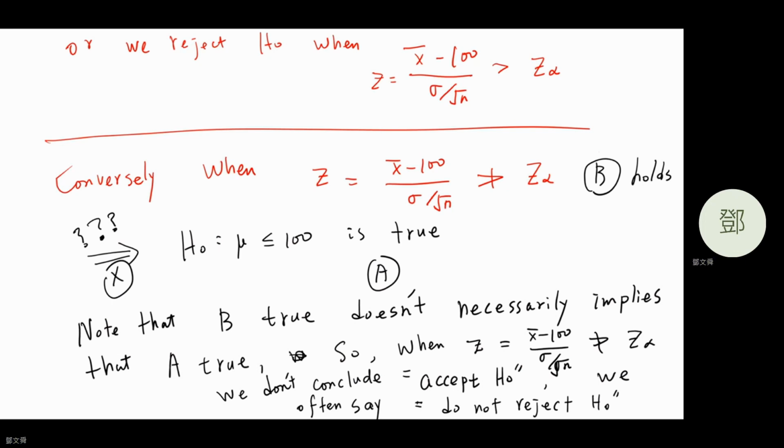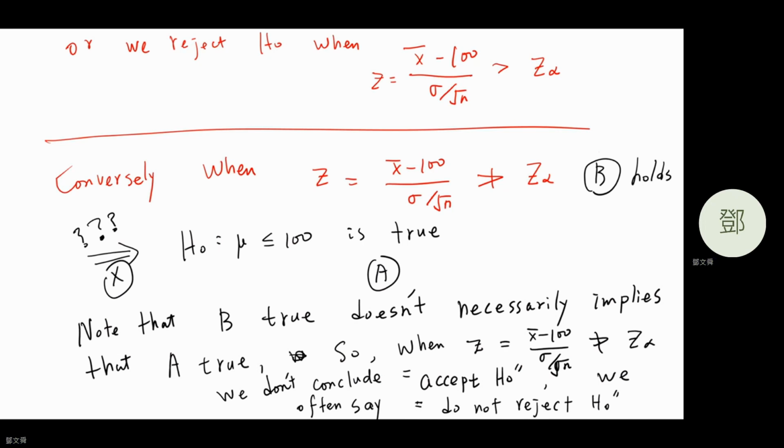Well, what should we say? We don't conclude accept H0. We often say do not reject H0. That's the wording for hypothesis testing. When the test statistic does not lie in the critical region, what should we say? We don't say accept H0. We say we don't have the evidence strong enough to reject the null hypothesis.